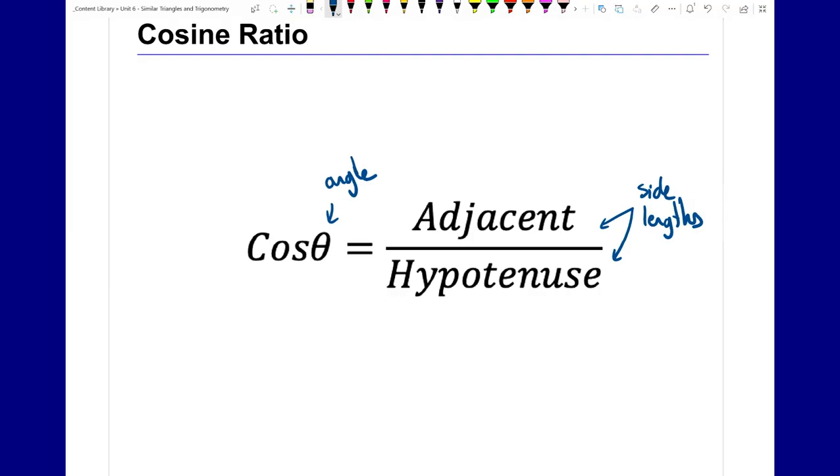Again, it looks very similar to some of the other ratios we dealt with, except it's just a different pair of sides. So each pair of sides has a different ratio. For A and H, adjacent and hypotenuse, it's cosine. Opposite and adjacent, it's tan. Opposite and hypotenuse is sine.